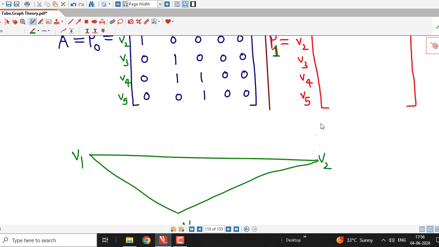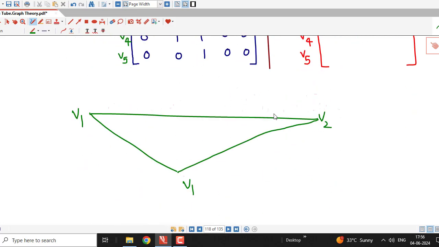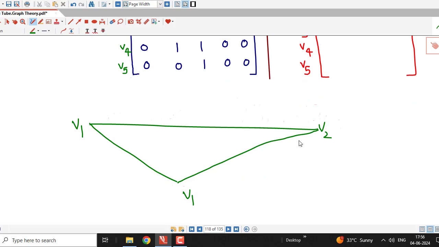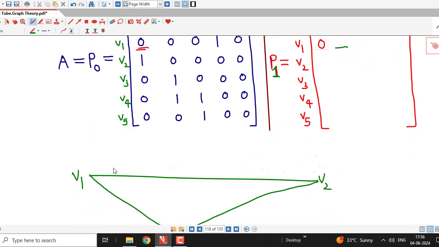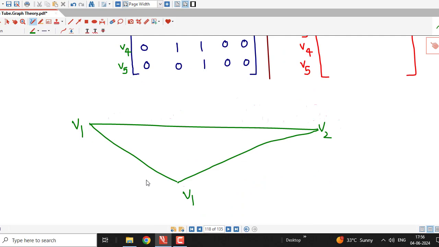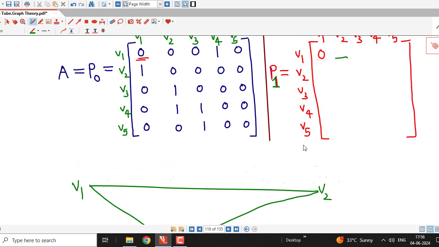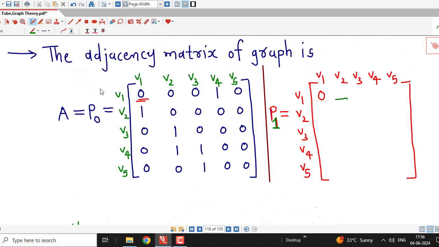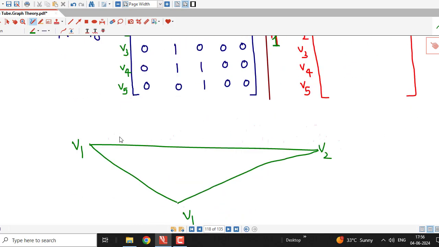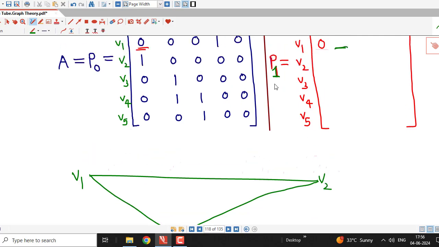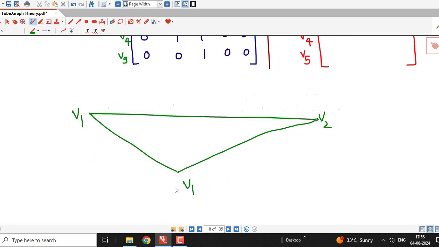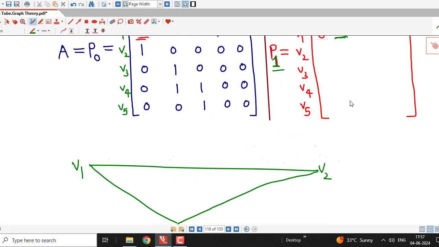Now I have 3 paths from V1 to V2: V1 to V1 and V1 to V2. I am interested in the entries corresponding to V1 to V2, V1 to V1, and V1 to V2 from P0. I will decide from this. In P1 I am interested in the entry corresponding to V1 to V2. So here I am writing V1 to V2, and because I have P1 here, this intermediate vertex is V1 always for all of these entries of P1.